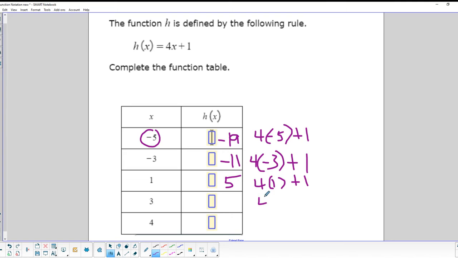Let's do 4 times 3 on this next one. 4 times 3 is 12. 12 plus 1 would be 13. And the last one, 4 times 4 is 16. 16 plus 1 is 17. So that's how you would insert those input values into the function, and this is what you would get out of it.